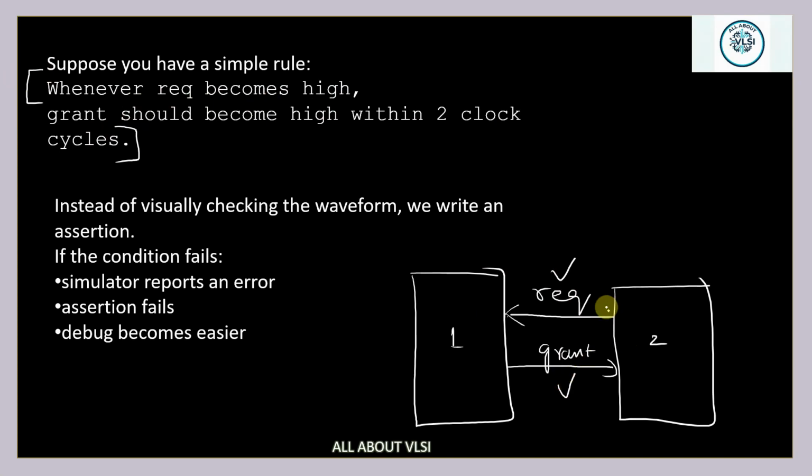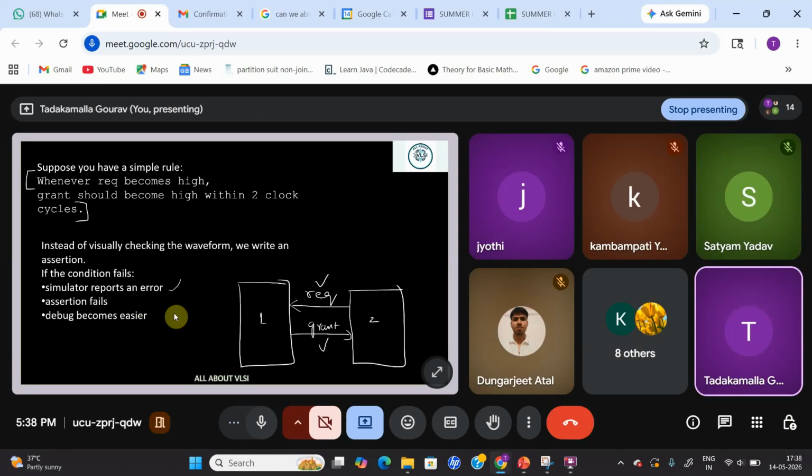Now, if we want to check whether this requirement is being satisfied or not, we can use an assertion and check whether this timing condition is satisfied. So instead of visually checking the waveform, we can write an assertion and check whether the condition is getting failed or passed. If the condition fails, we can report an error into the console and report that the assertion is failing. Using this, you can know exactly which condition is failing and in which particular line, so you can easily debug. That is the use case of our assertion. Is it clear, guys? Any queries in this?